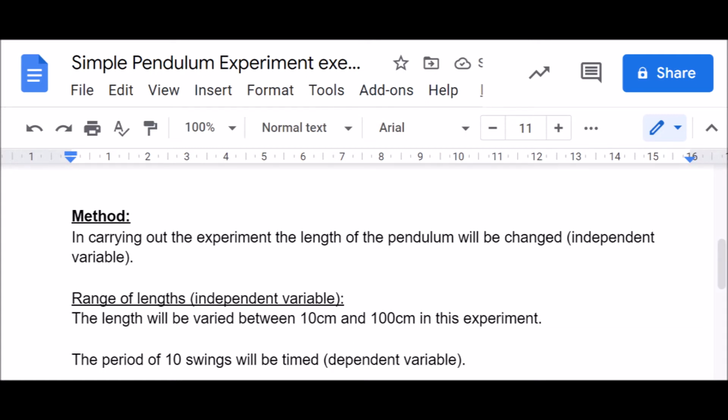The first part of the method is to tell what the independent and dependent variables are. The independent variable is the thing that we change. We're changing the length of the pendulum, so that's the independent variable. The dependent variable is the thing that we measured. But thinking about this simple pendulum experiment where we change the length and measure the period, in order to get that really accurate, we're not going to measure the period of just one swing. We're going to time 10 swings. And so the dependent variable was the period of 10 swings, as we can see there in our method.